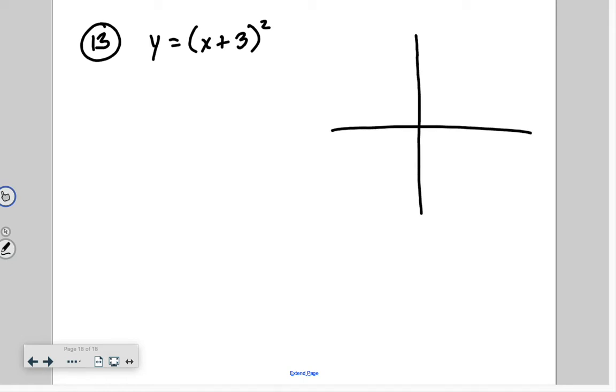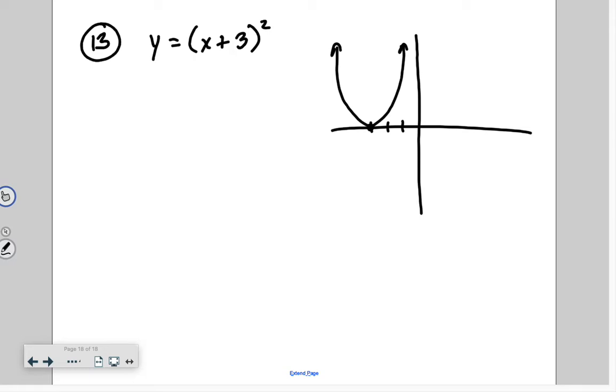So first question, if you graph this, what general shape is it? It's a parabola, right? Because you're dealing with squares. What does the plus 3 do to the parabola? Moves it to the left 3. So if you were to graph this, I would come over here and go to the left 3, I'd put a point, and then I'd sketch in my parabola. There's my original function right there. Okay?